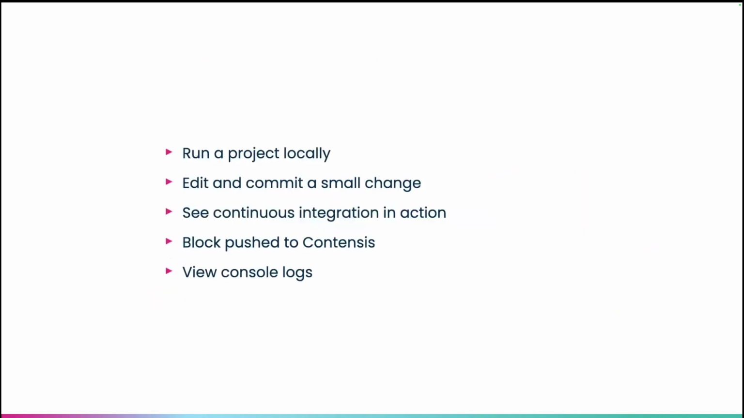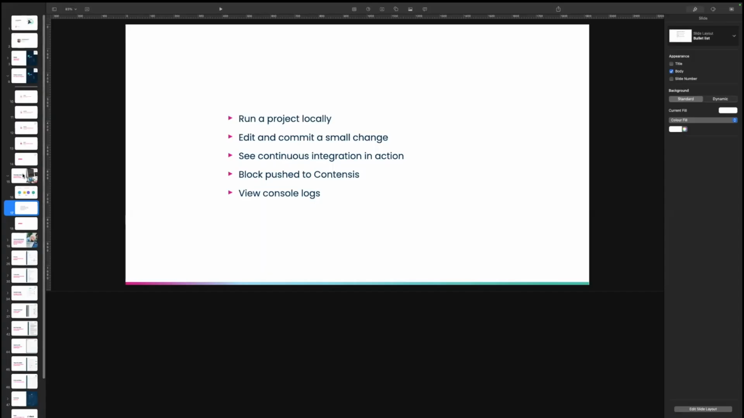So I want to demonstrate how this works. So I'm going to kick off by running a project locally. I'm going to edit and commit some small code changes. And we're going to quickly see how continuous integration fires that, packages that code, how it then pushes that packaged code as a block to Contensis. And we can see some other features from the developer's perspective within the Contensis interface once it's been received there. So without further ado, let's dig into blocks.